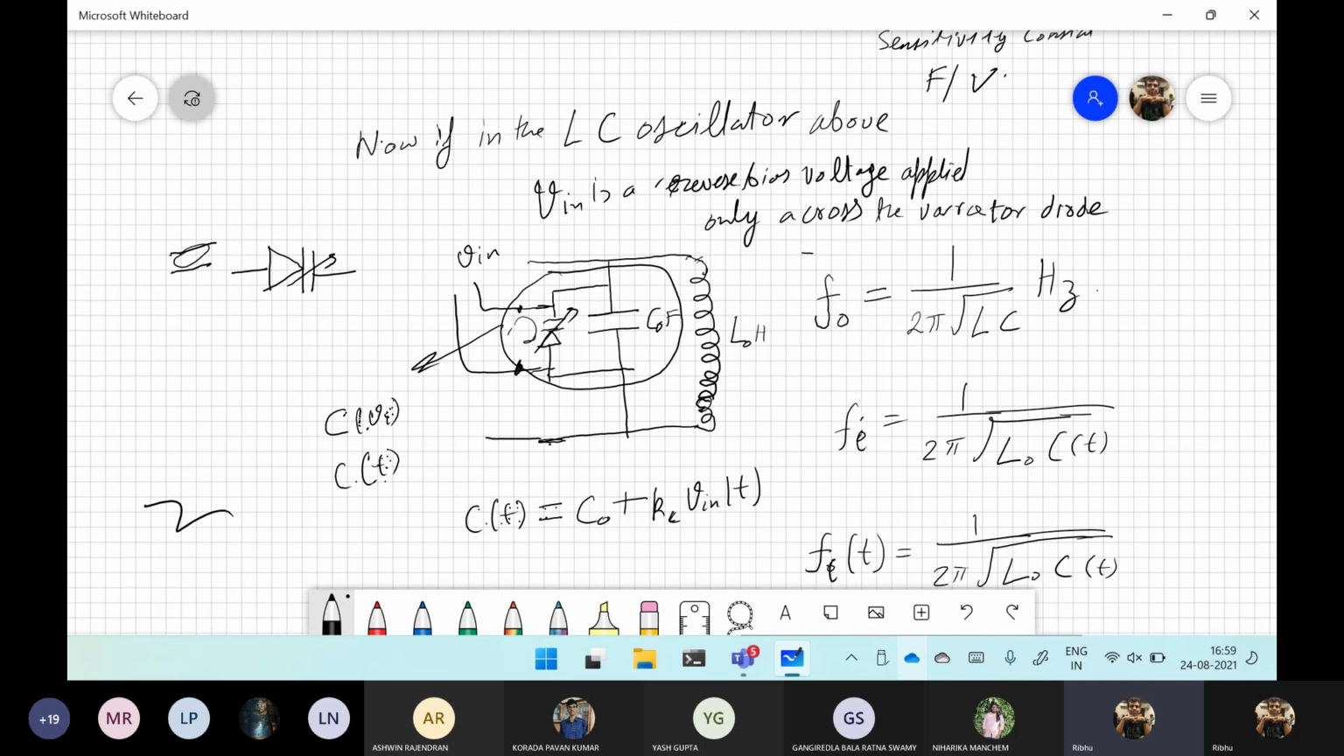So on Friday we'll answer the question: this generates a narrowband signal, as Bala pointed out. How do we generate a wideband FM signal out of it? We'll try to answer that on Friday.